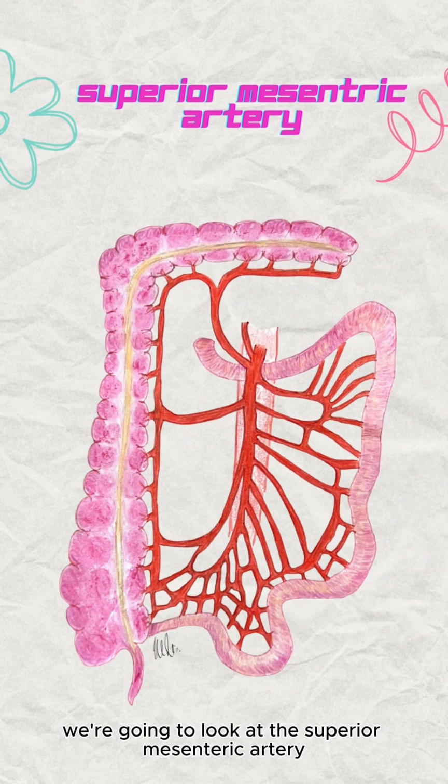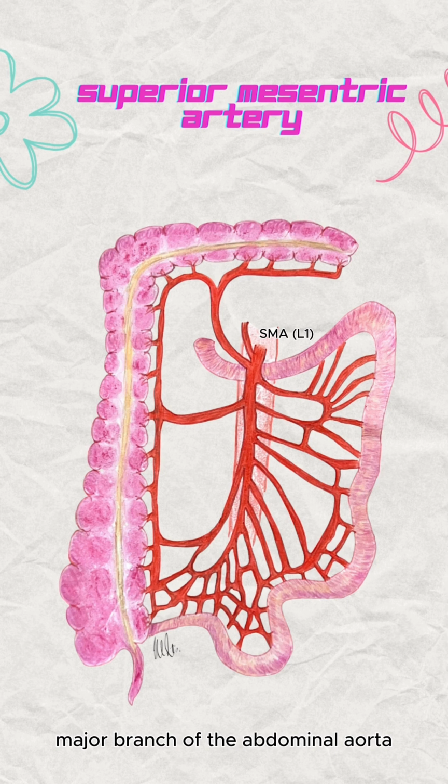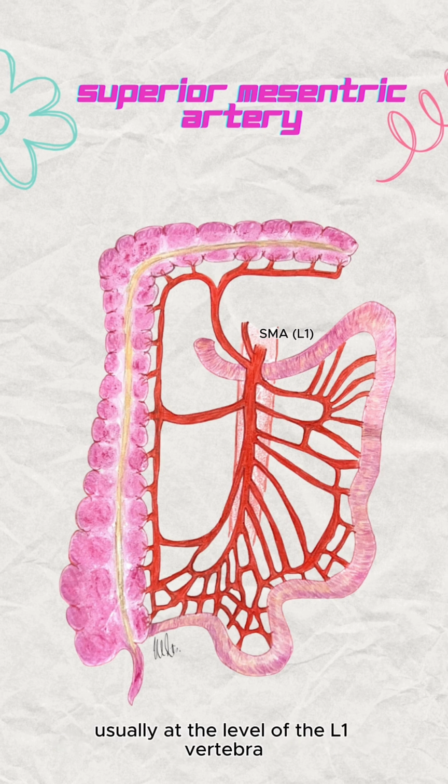Now we're going to look at the superior mesenteric artery. The superior mesenteric artery is the second major branch of the abdominal aorta, arising just below the celiac trunk, usually at the level of the L1 vertebra. Its primary role is to supply blood to the midgut, which includes part of the small intestine and the proximal portion of the large intestine. The SMA gives rise to several key branches.